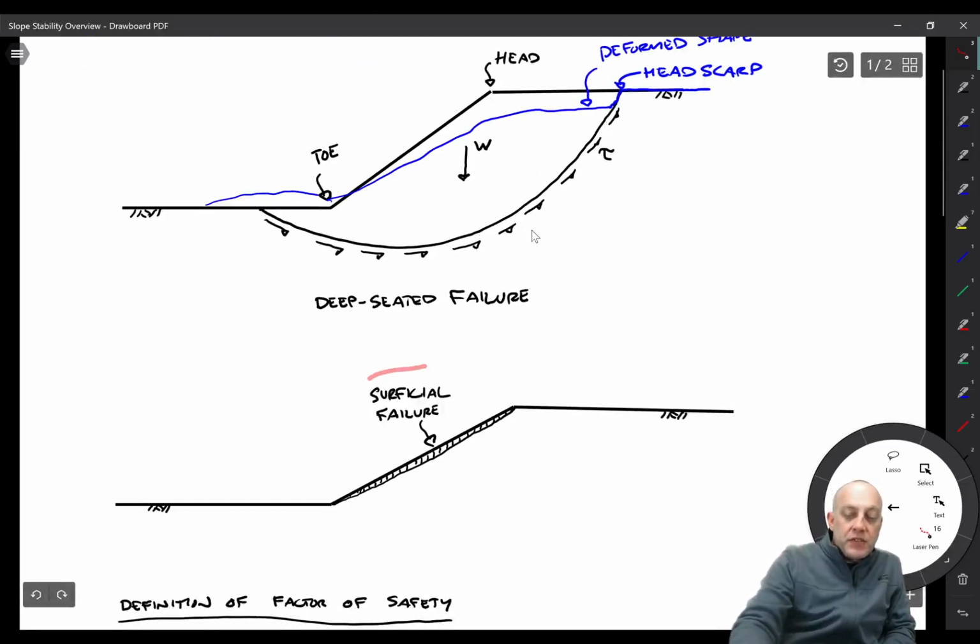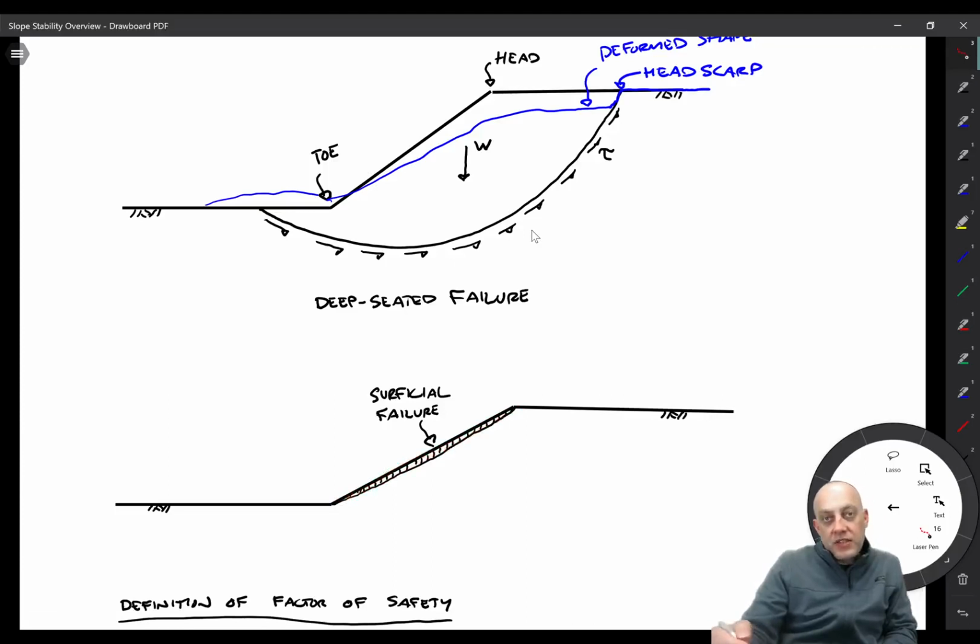Slopes can also have these sort of superficial failures. That's where a very shallow zone of soil ravels downhill. And you've probably experienced that kind of slope failure before if you've ever dug a hole in the sand at the beach. Dry sand will have this kind of superficial raveling failure where you just see particles rolling downhill.